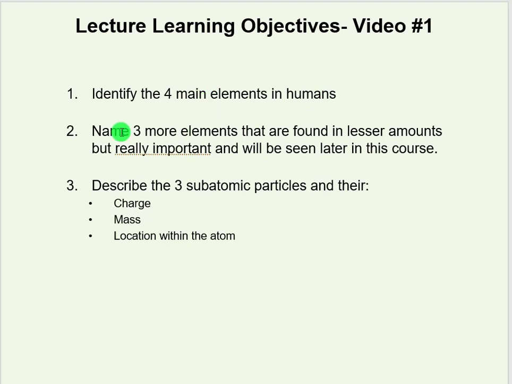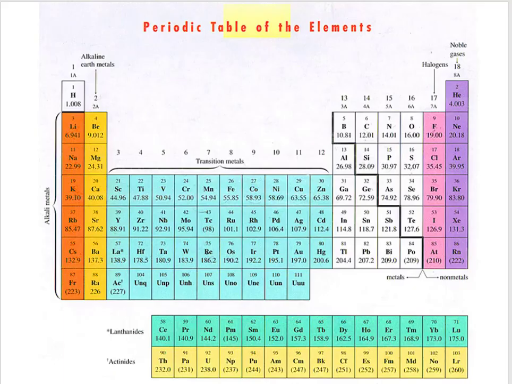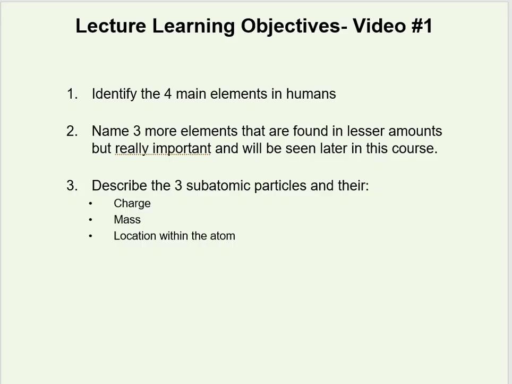The second learning objective is to name three more of these. So there's three more of these in here that we actually want to pay attention to in this course as well. And not that those three are more important than a handful of others, but those are the most famous ones that we'll see in Bio 141 anyway.